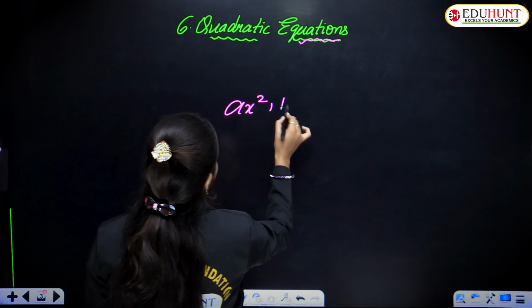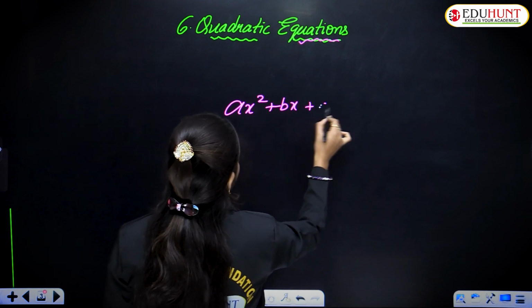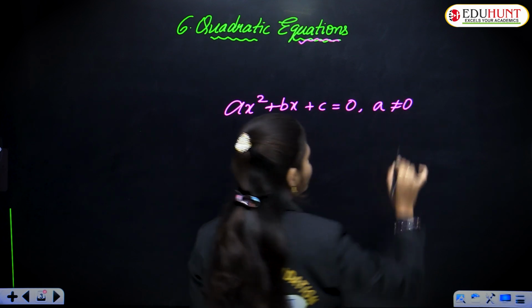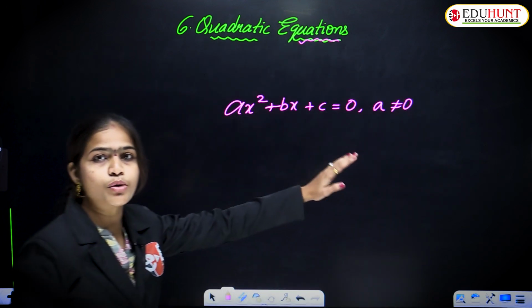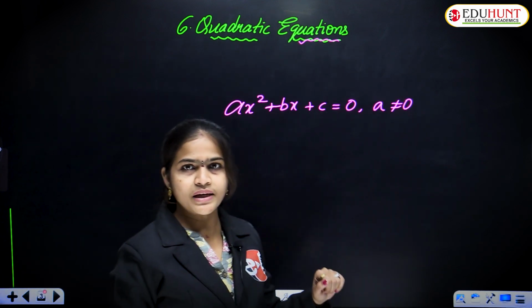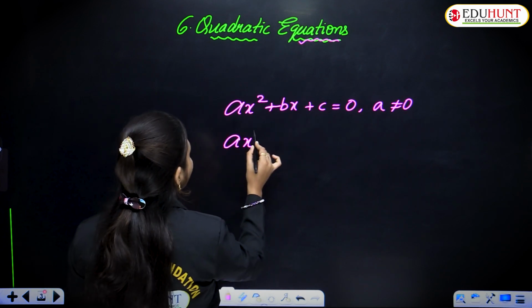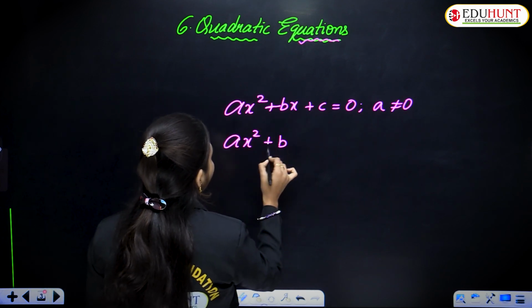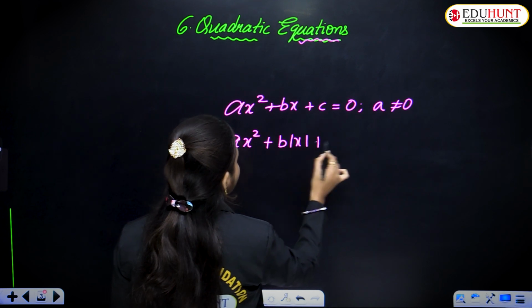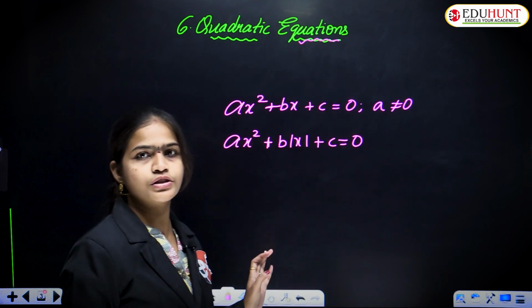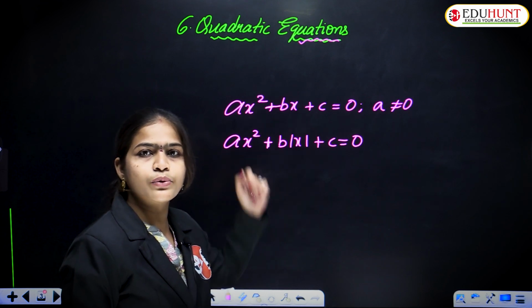ax square plus bx plus c is equal to 0, where a is not equal to 0. I told you that this is the general form of a quadratic equation. Am I clear to you? Now I am going to write this as ax square plus b modulus x plus c is equal to 0. Is it a quadratic equation or not? Yes, this is also a quadratic equation.